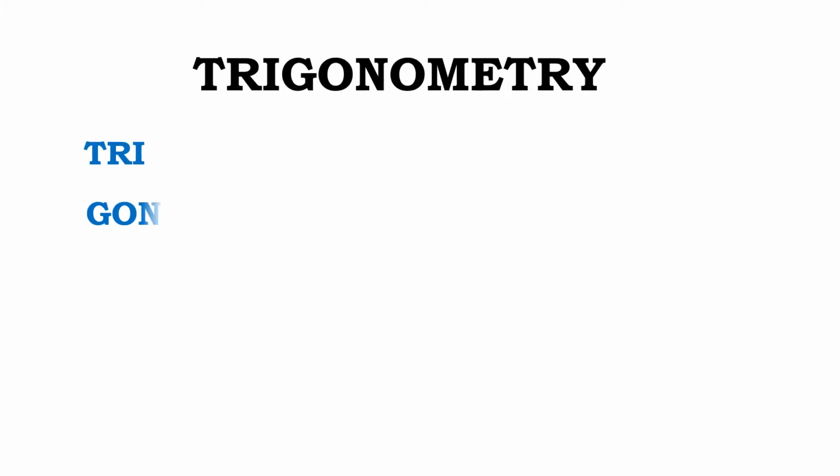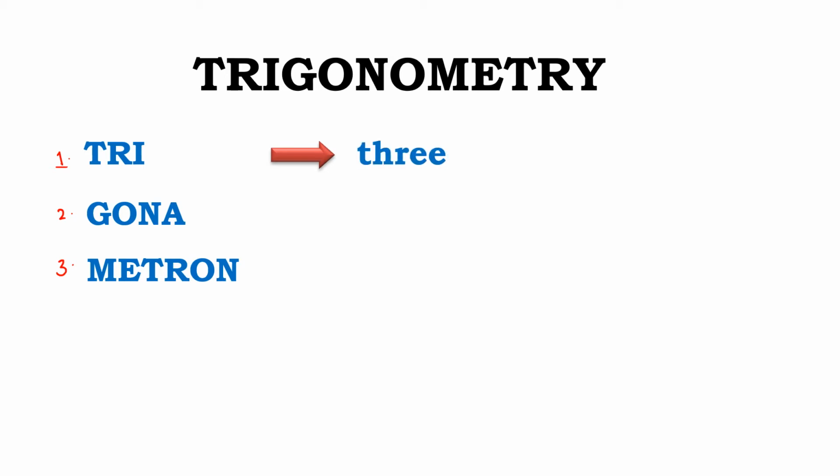Now let us start. What is trigonometry? We will divide this into three parts. Let this be the first part, "gon" the second, and third "metron". As you know, "tri" means three. So this three is related to a triangle, whether it's a right angle triangle, an obtuse angle triangle or an isosceles triangle. Next is "gon". Gon means sides. As you know, a triangle has three sides.